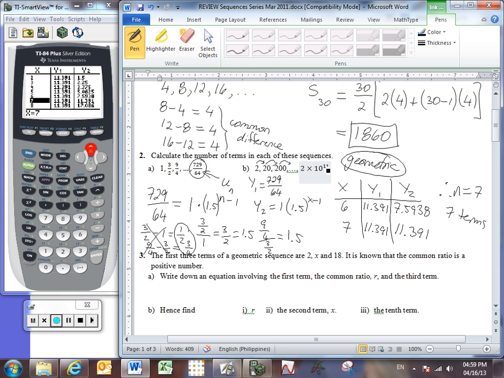I can see that, by the way, because this final term right here, I can see as u1 times r to the power of n minus 1. So my 2 is my u1, my 10 is my r, and if n minus 1 is equal to 11, that must mean that n is 12, so 12 minus 1 is equal to 11. And so that's another way that you could find the answer to part B, 12 terms. Let's go on to number 3.